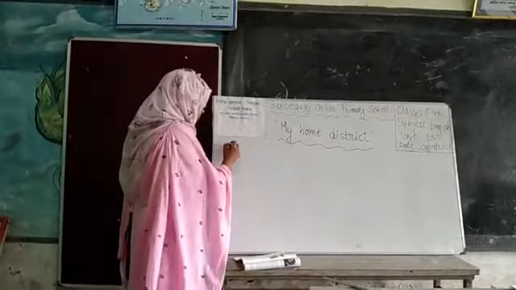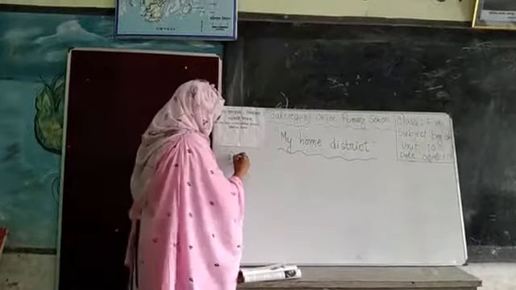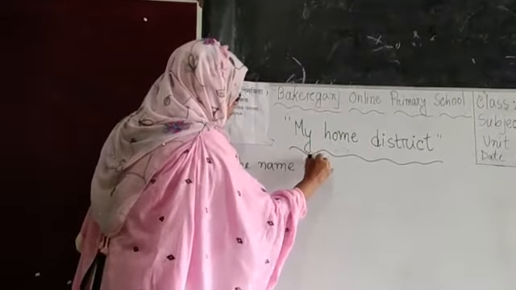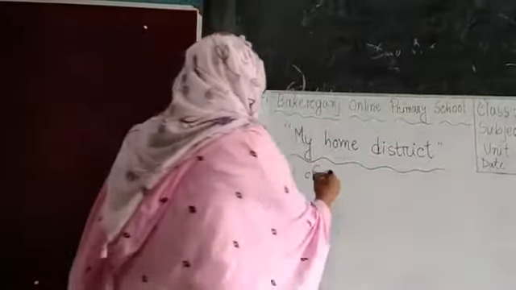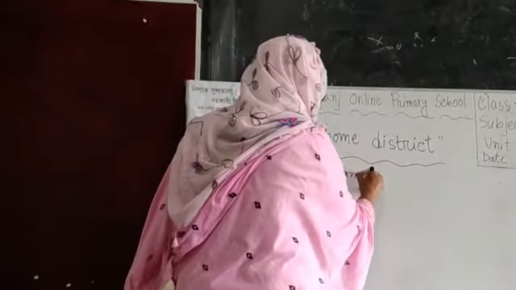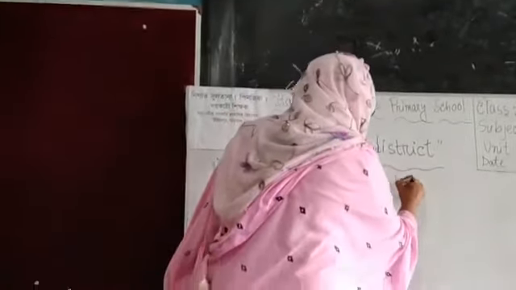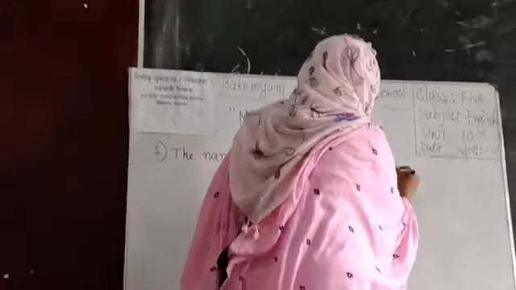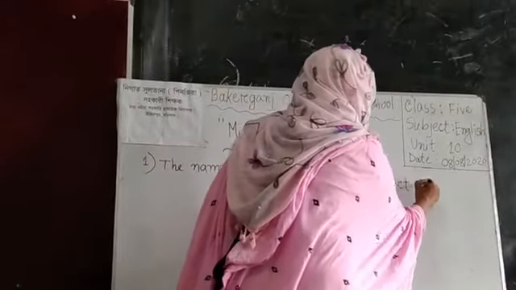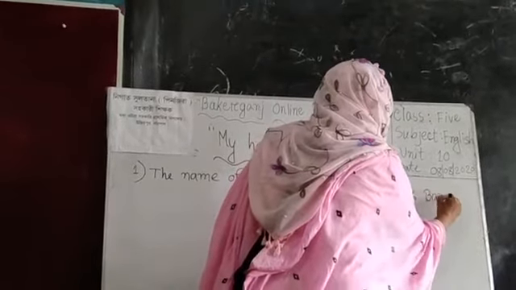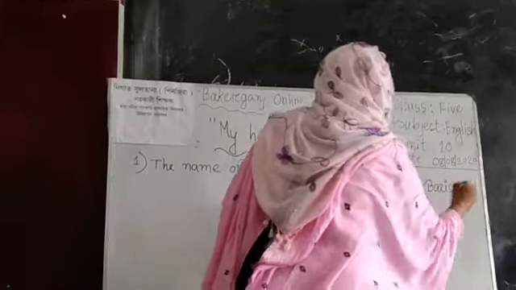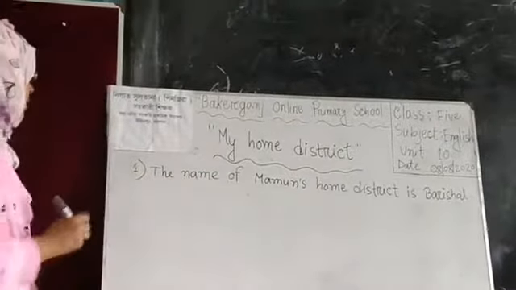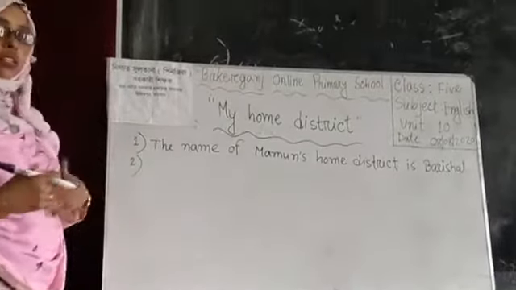So, number 1. The name of Mahmud's home district is Borisha. If the sentence is true, you write true. Then number 2, and if the sentence is incorrect, then you write false.